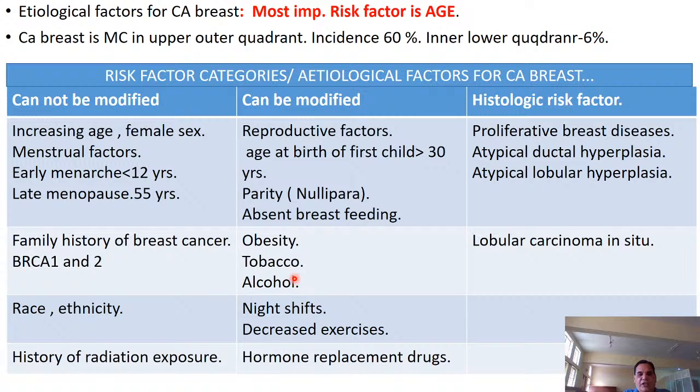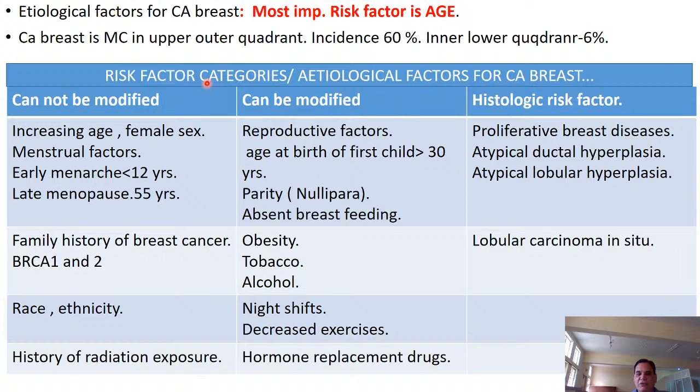So coming to the etiological factors. This you have to write in the exam. What are the risk factors? In red I have written, the most important risk factor is age. What this signifies is that the malignancy is much more common in older age and the prognosis differs. If the malignancy occurs in younger age, bad prognosis. If malignancy occurs in old age, better prognosis.